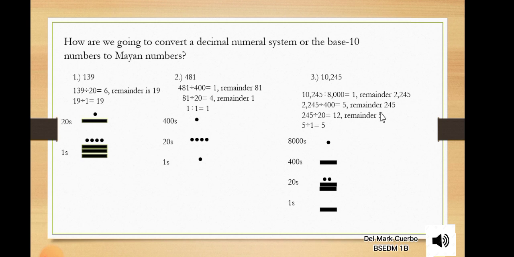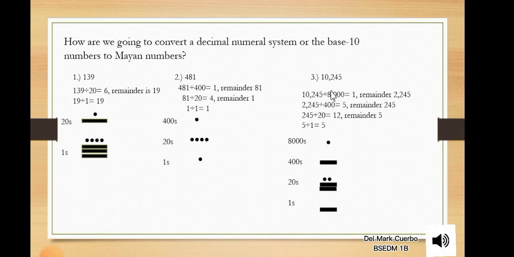So we are also going to choose this to divide in the previous place value of 20, which is 1. So 5 divided by 1 is equal to 5. So how are we going to write this in numbers? Again, 1 represents a dot in the Mayan numeral.